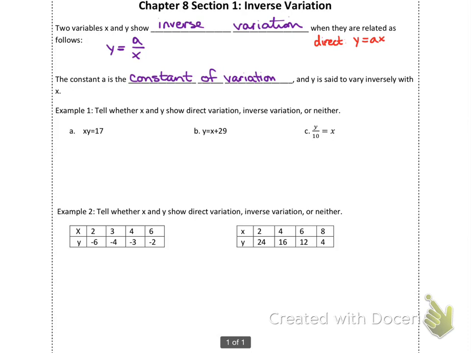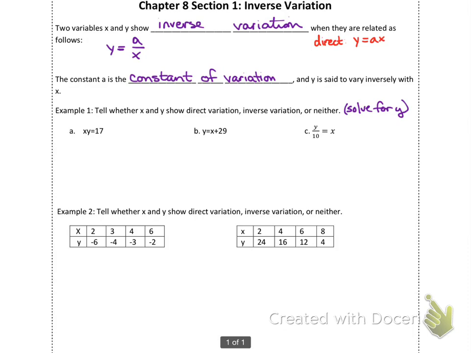So we need to make sure that we can identify inverse variation versus direct variation, or neither, when we're given an equation. And here's what you do. It's very simple. First, you have to solve for y. After you've solved for y, you just have to look at the problem.